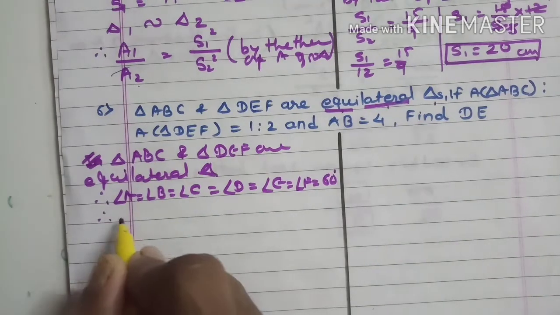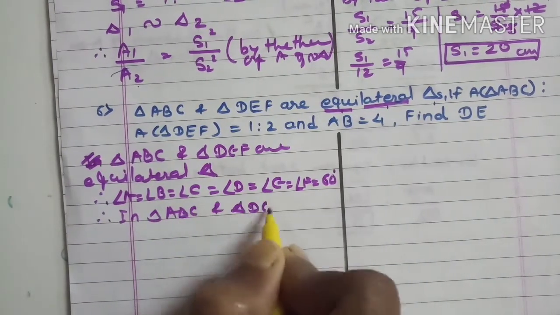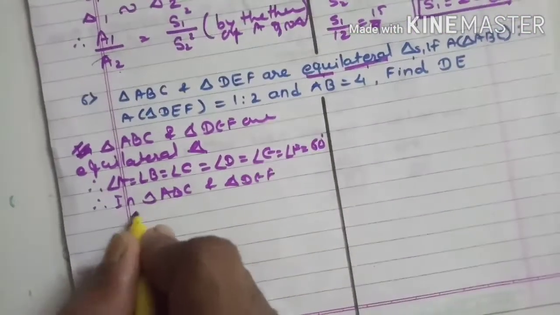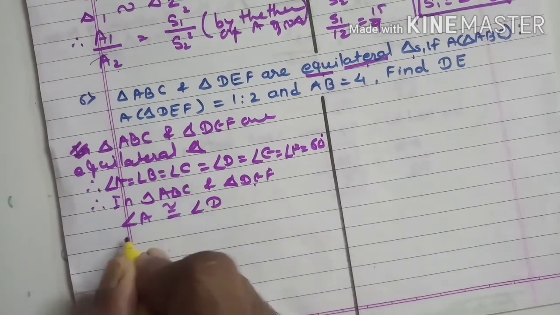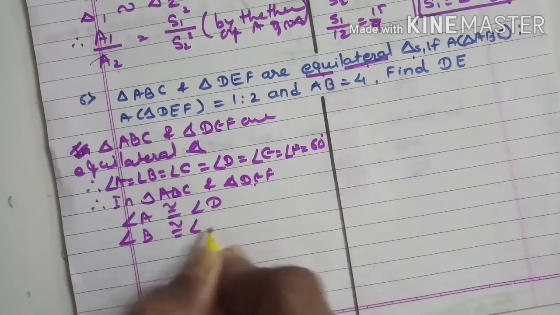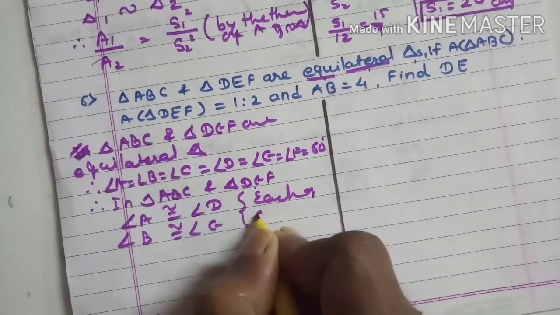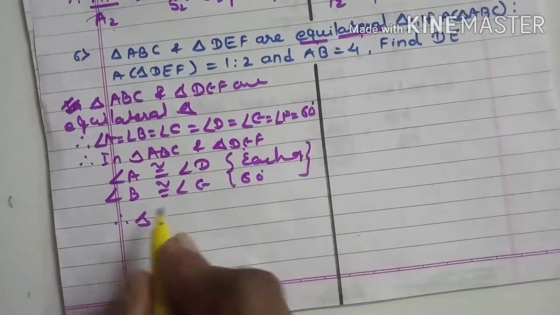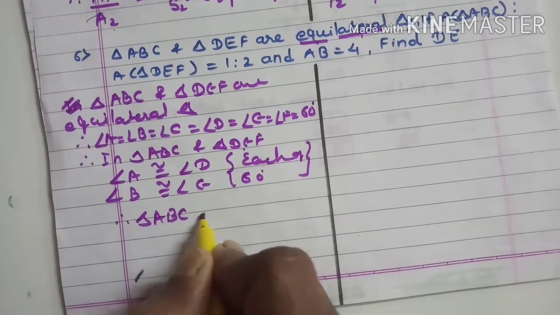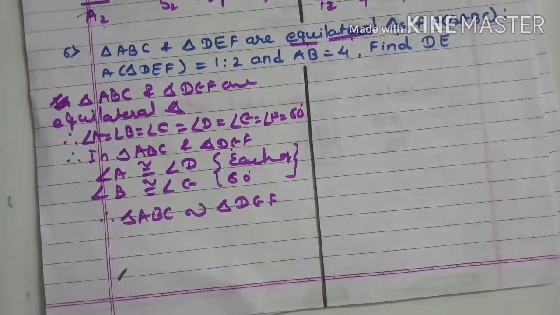Therefore in triangle ABC and triangle DEF, angle A is congruent to angle D, angle B is congruent to angle E, each of 60. Therefore triangle ABC is similar to triangle DEF.